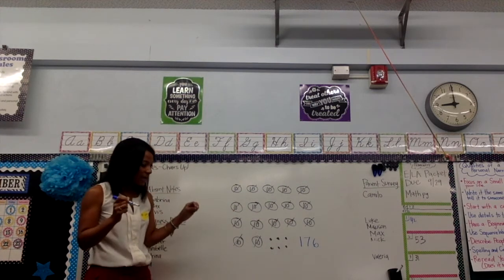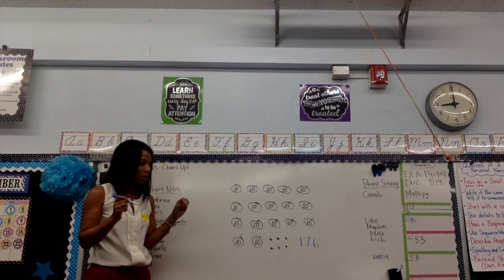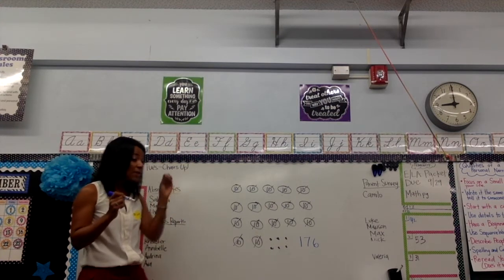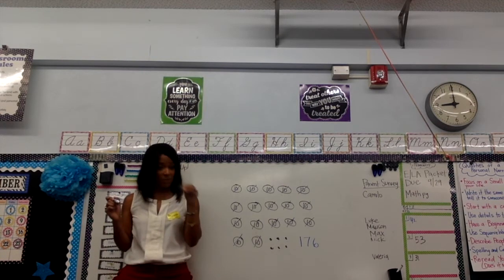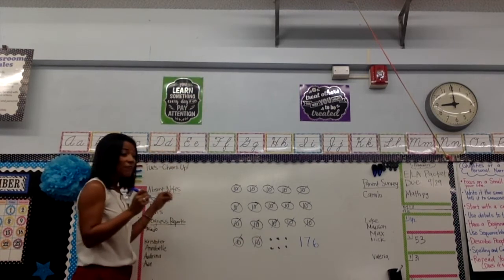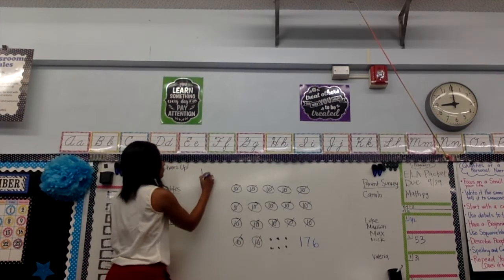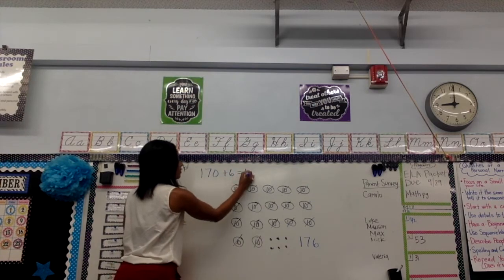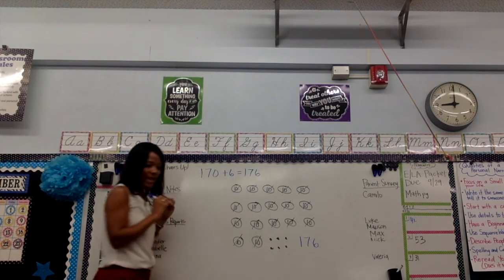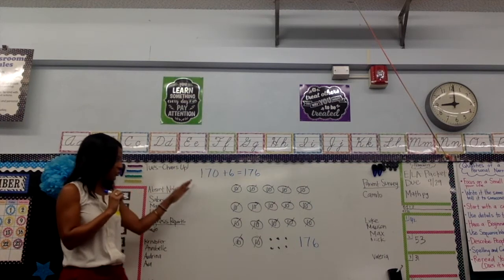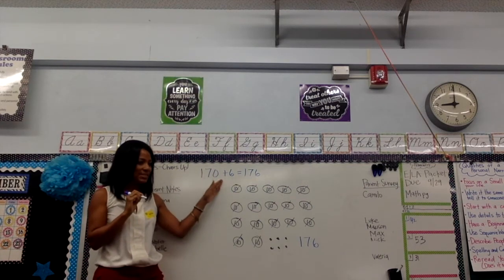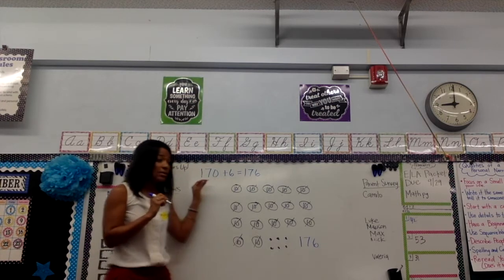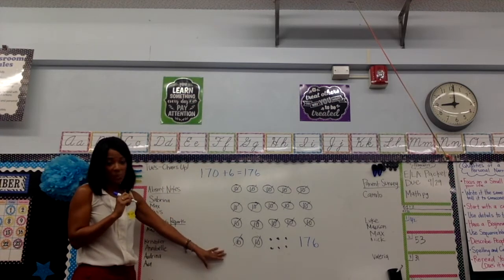So what I asked you guys to do for your homework was to write an equation. Now I want to talk about some of the things I saw on some of your papers. And on a lot of your papers I saw this. Yes? Is it true? Do we have 170 plus 6 on some of your papers? Yeah. That's great. That is accurate. It represents what we have here.